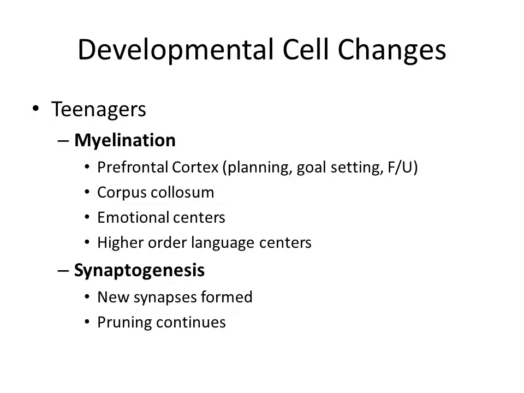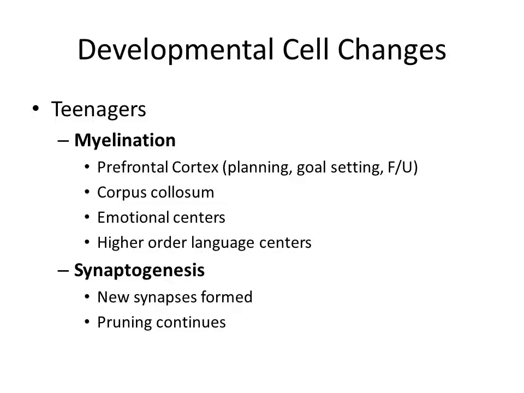As teenagers, myelination of the central nervous system is continuing. We're particularly working in the areas of the prefrontal cortex. Again, remember that's planning and goal setting, follow-up, so recognizing that you need to reflect on things and make adjustments for them. The corpus callosum, which is a connection between the right and the left hemispheres of the cerebrum, is getting myelinated. The emotional centers are starting to myelinate more so.